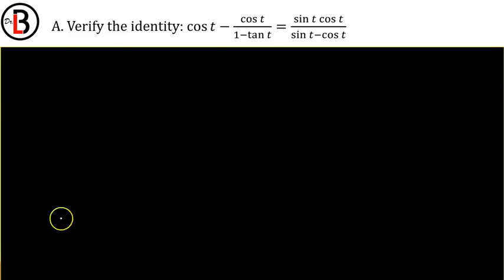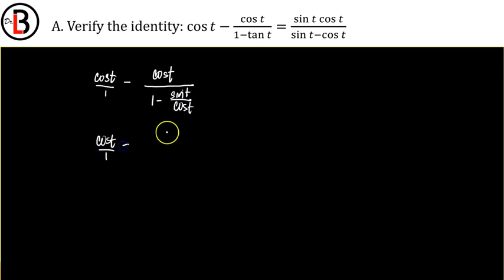There's no single way in proving or verifying an identity. It's up to us. Sometimes it might be wise to make everything in terms of sine and cosine first. So for example, here, it's already cosine, so I'll leave it as cosine all over 1. And then the cosine and the tangent, maybe we can make it in terms of sine and cosine. So this one, cosine t, and then the tangent, I can make that sine over cosine. So when you try to verify, only manipulate one side. So here, let's leave it as cosine over 1.